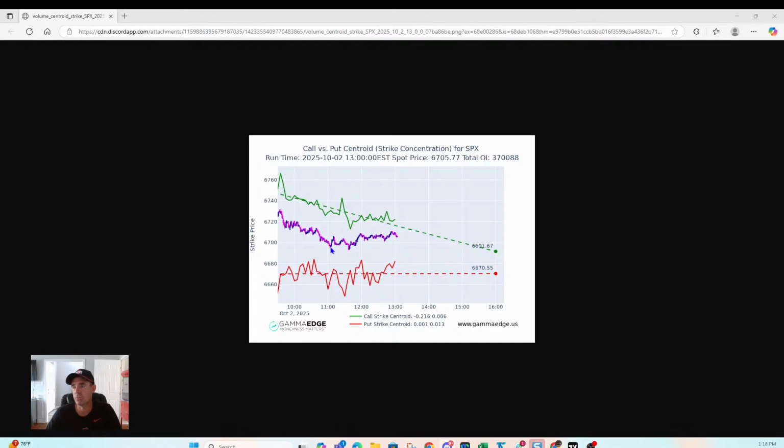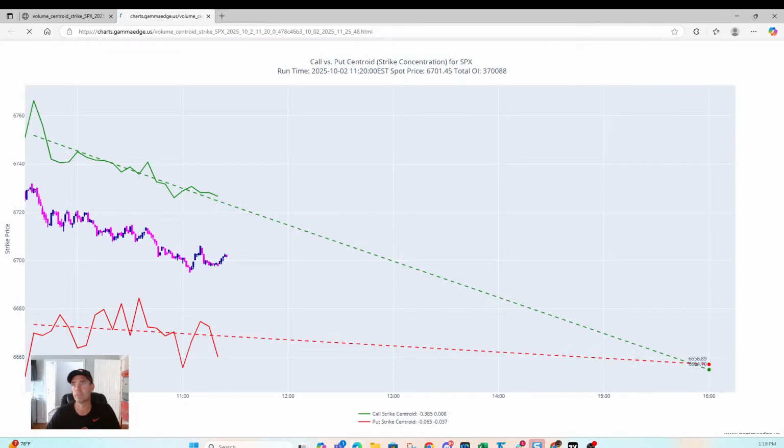So the call and put centroids here, if these are moving to the downside, that again is indicating that speculation is to the downside. So we'll look at our earlier runs from today. We run these every 5 minutes, obviously. Let me grab another one here. So this was earlier in the day. This is our 11:20 run, and this is actually where we started to see some of the out-of-the-money put speculation start to dry up a little bit.